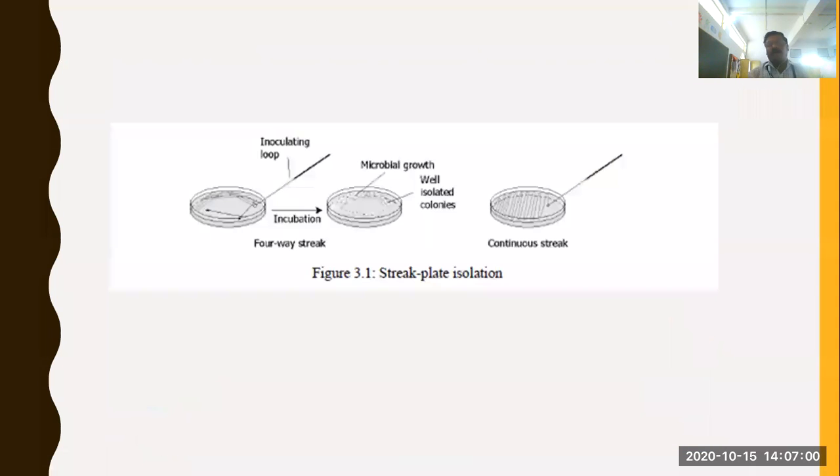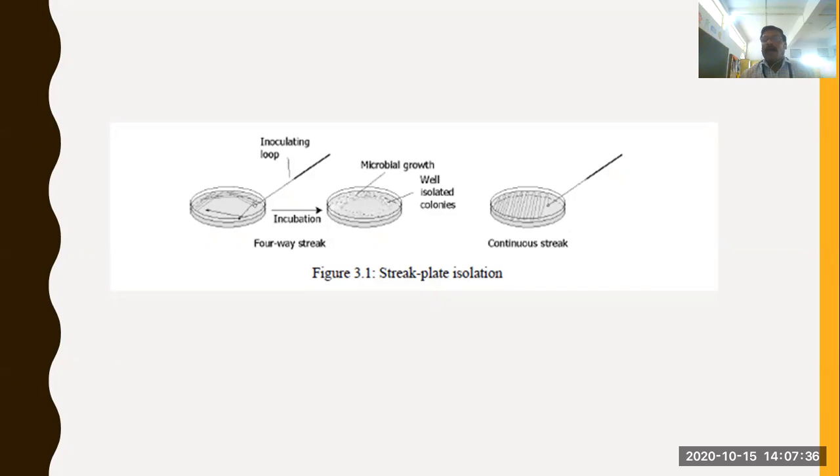Now this is one of the ways to isolate, by quadrant streaking. We call it four-way streaking: the first streaking, second streaking, third streaking, as well as the fourth streaking. With the help of an inoculating needle, you make the first streaking over the surface of the nutrient agar. Again, sterilize the loop and make the second streaking at an angle of 45 degrees. Go in a sequential manner, but the fourth and the first streaking should not overlap. Now you put that plate into the incubator.